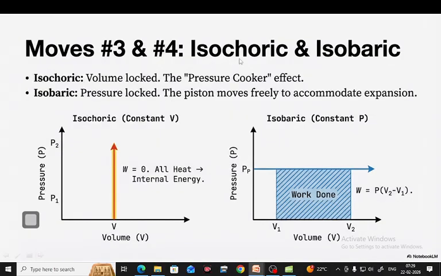Moves 3 and 4, isochoric and isobaric process. Isochoric, volume locked, the pressure cooker effect. Isobaric, pressure locked, that is the piston moves freely to accommodate expansion.